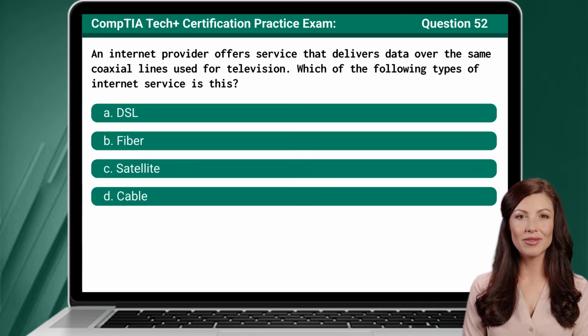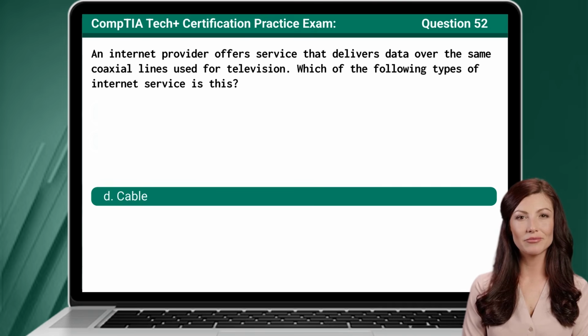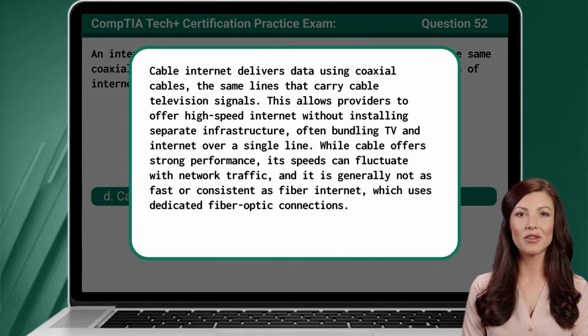The answer is D. Cable. Cable internet delivers data using coaxial cables, the same lines that carry cable television signals. This allows providers to offer high-speed internet without installing separate infrastructure, often bundling TV and internet over a single line. While cable offers strong performance, its speeds can fluctuate with network traffic, and it is generally not as fast or consistent as fiber internet, which uses dedicated fiber optic connections.